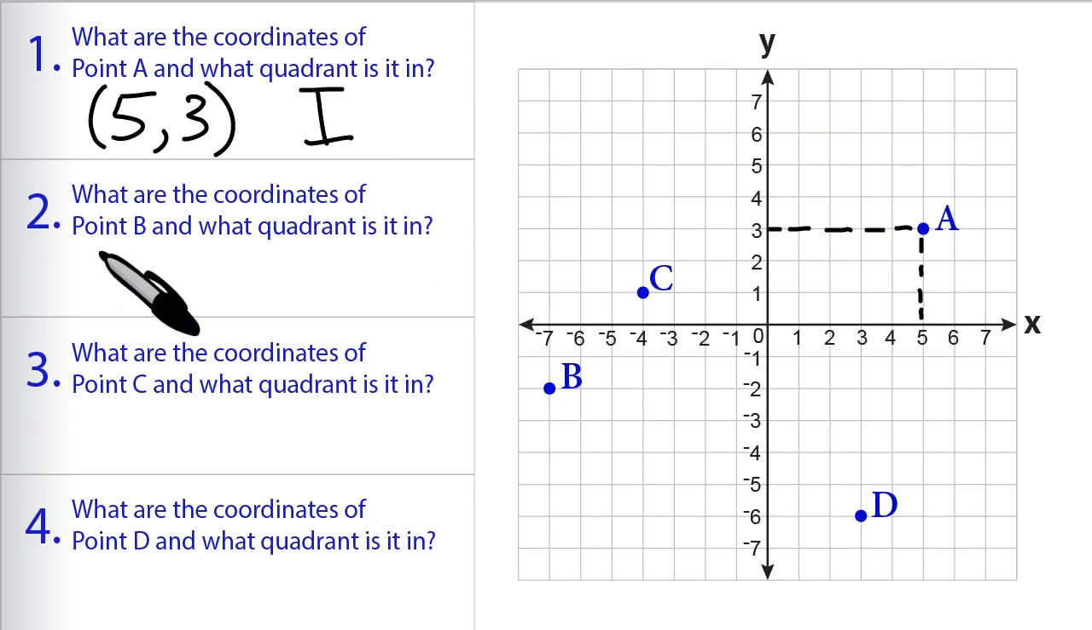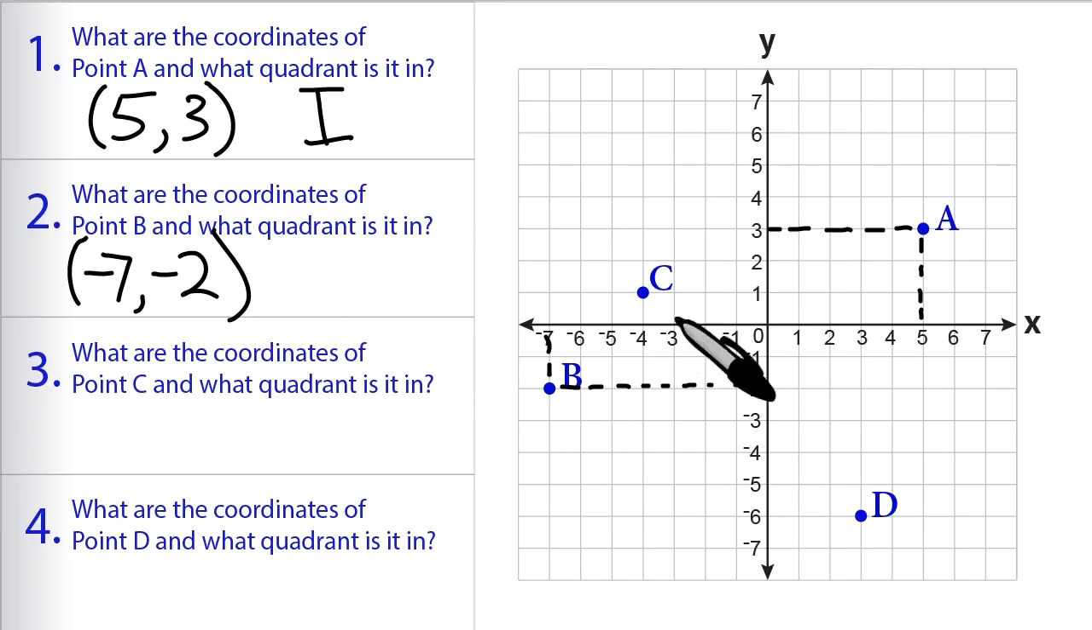All right, for problem 2, we have what are the coordinates of point B and what quadrant is it in? So here's point B. So once again, we want to see where it lines up on these two axes, the x-axis and the y-axis. So we do a dotted line to the x-axis. That was pretty easy to see just by itself, didn't really need a dotted line, but it's -7, comma, and then over to the y-axis, and that is -2. So it's -7, comma, -2 for the coordinates, and the quadrant, remember, it's 1, 2, 3. Quadrant 3 in Roman numerals.